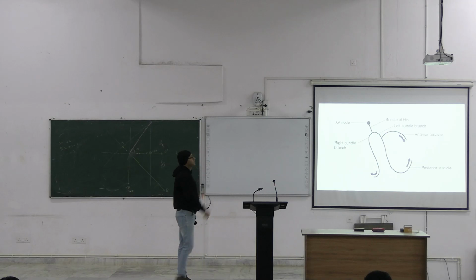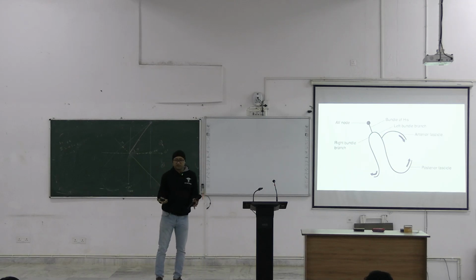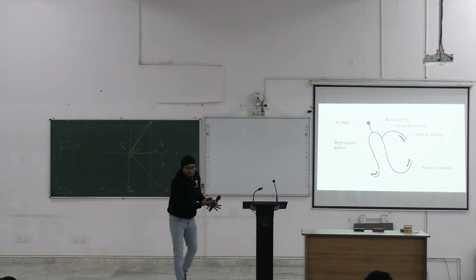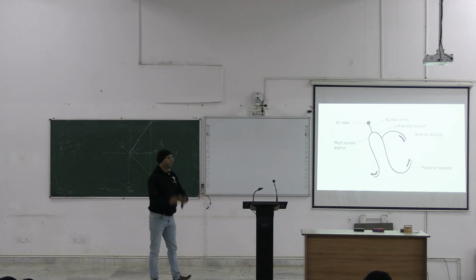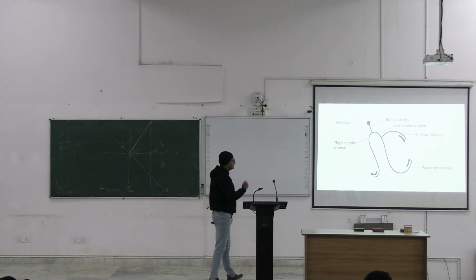For blood supply we have the coronary arteries. These are the conduction fibers meant for electricity supply, the supply of action potential or depolarization wave. This is the anterior fascicle and this is the posterior fascicle.